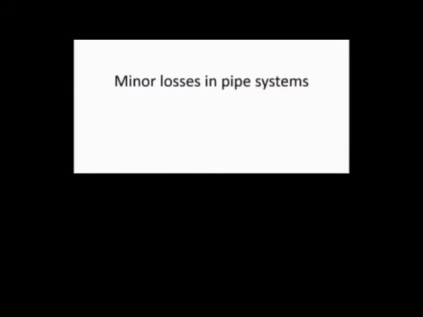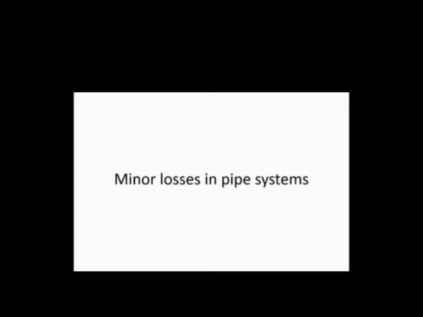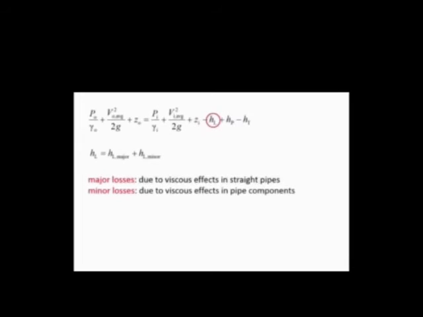Okay, terima kasih. In this lesson, we will discuss how to calculate the minor losses in pipe systems. In a previous video, we examined the major losses in a pipe system, which are denoted by HL major and are caused by viscous effects in straight pipes. This video will discuss the minor losses, which are denoted as HL minor and are caused by viscous effects in pipe components.